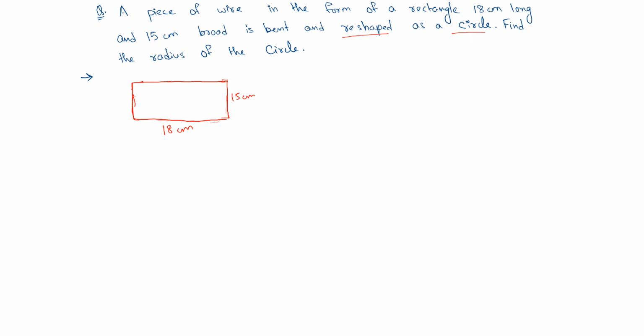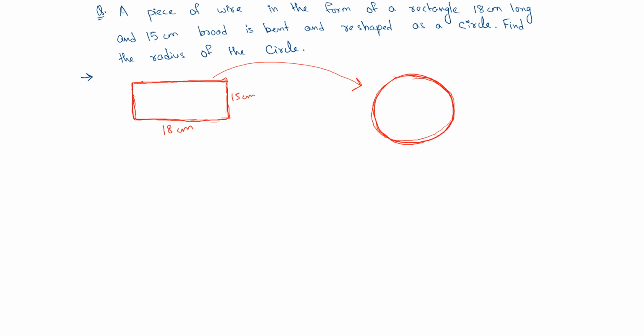Now this wire from which you made the rectangle at the beginning, you reshaped it as a circle. That means now using the same wire, you are going to reshape it in the form of a circle. So where is the wire? The same wire is now on the boundary of the circle. Okay, so in this case what is the same in the case of rectangle and circle? In the rectangle the wire was forming the boundary of the rectangle, and in the circle also the wire forms the boundary of the circle, that same wire.